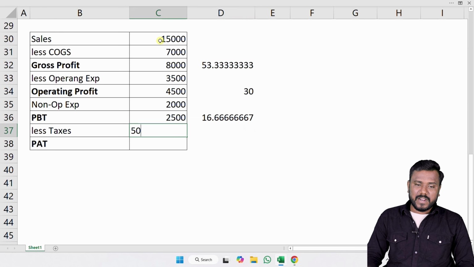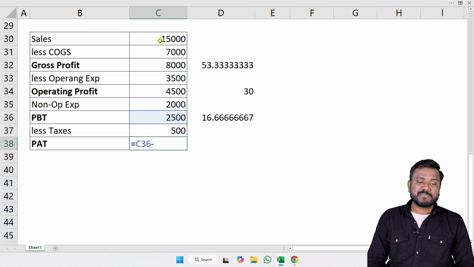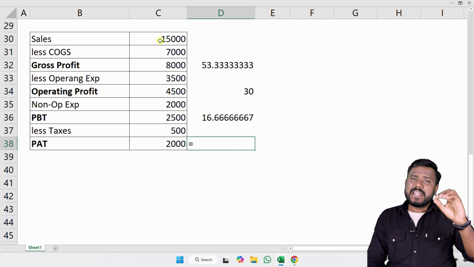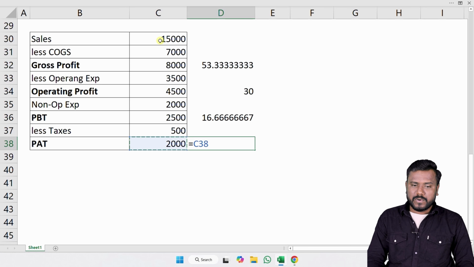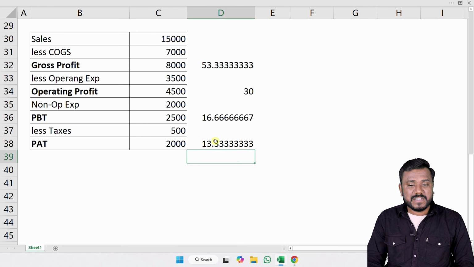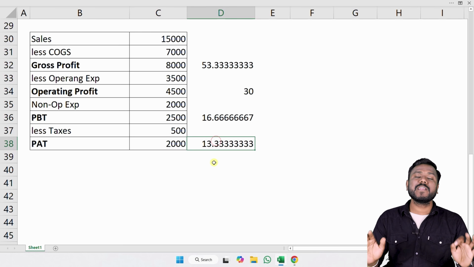Less taxes. Let's assume the taxes are 500 rupees. So profit before taxes minus taxes. What is my PAT, profit after tax? Let us compute my net margin. So 2,000 profit after taxes divided by sales multiplied by 100. So I am running a business with a net profit margin of 13%.